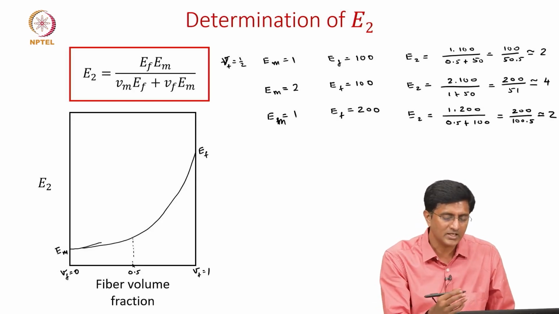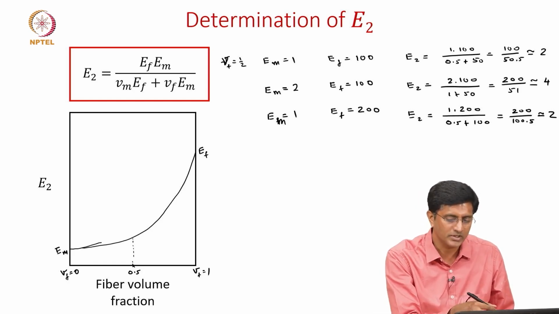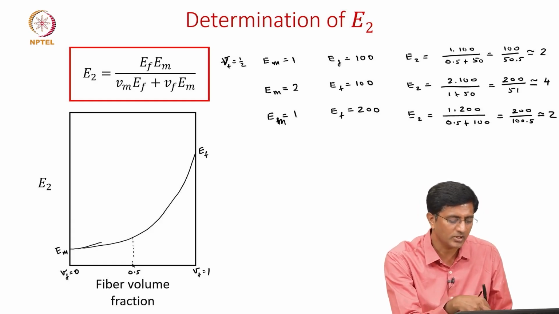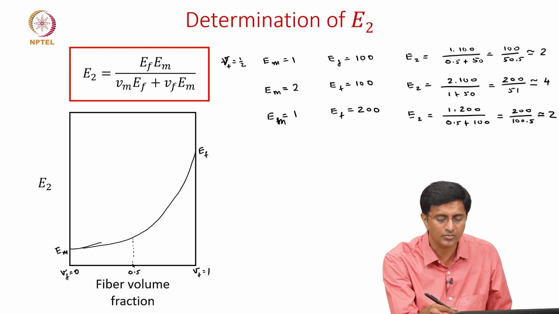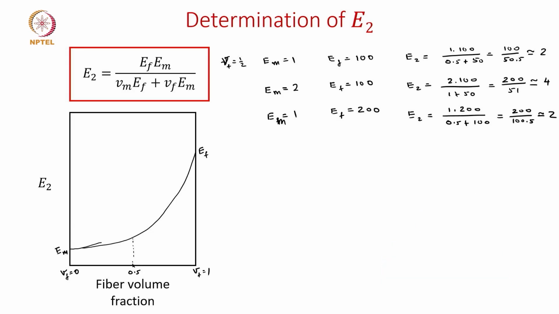So from this example, what can we conclude? We can conclude that when we change the matrix properties, the variation in the E2 values is high. If we double the properties of the matrix, the properties of the composite double. But if we double the properties of the fiber, it is more or less the same. So now I can confidently say that E2 is matrix dominated. From this example, it is clear that doubling the matrix properties doubles the E2 value, but it didn't happen the same with the fiber.